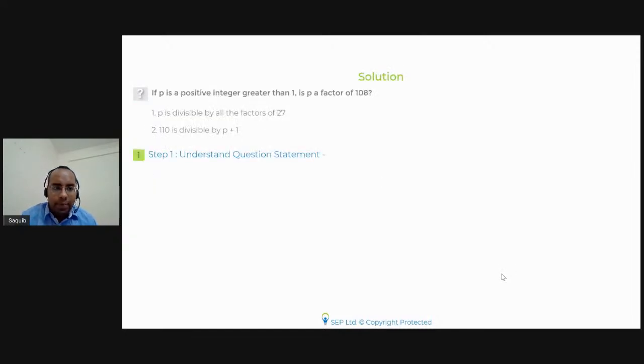Once again, I'll write down what is given. Here, very little information is given. It's given that p is a positive integer. It is greater than 1. And we need to find out whether p is a factor of 108 or not.